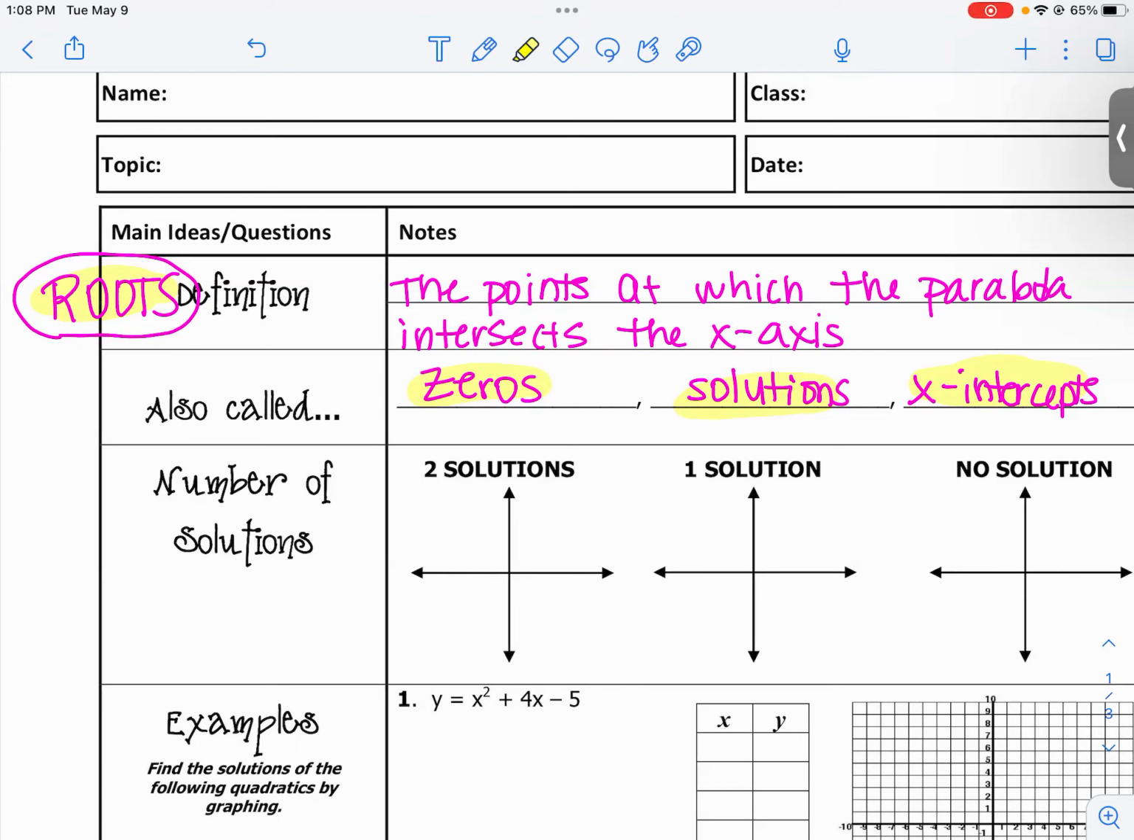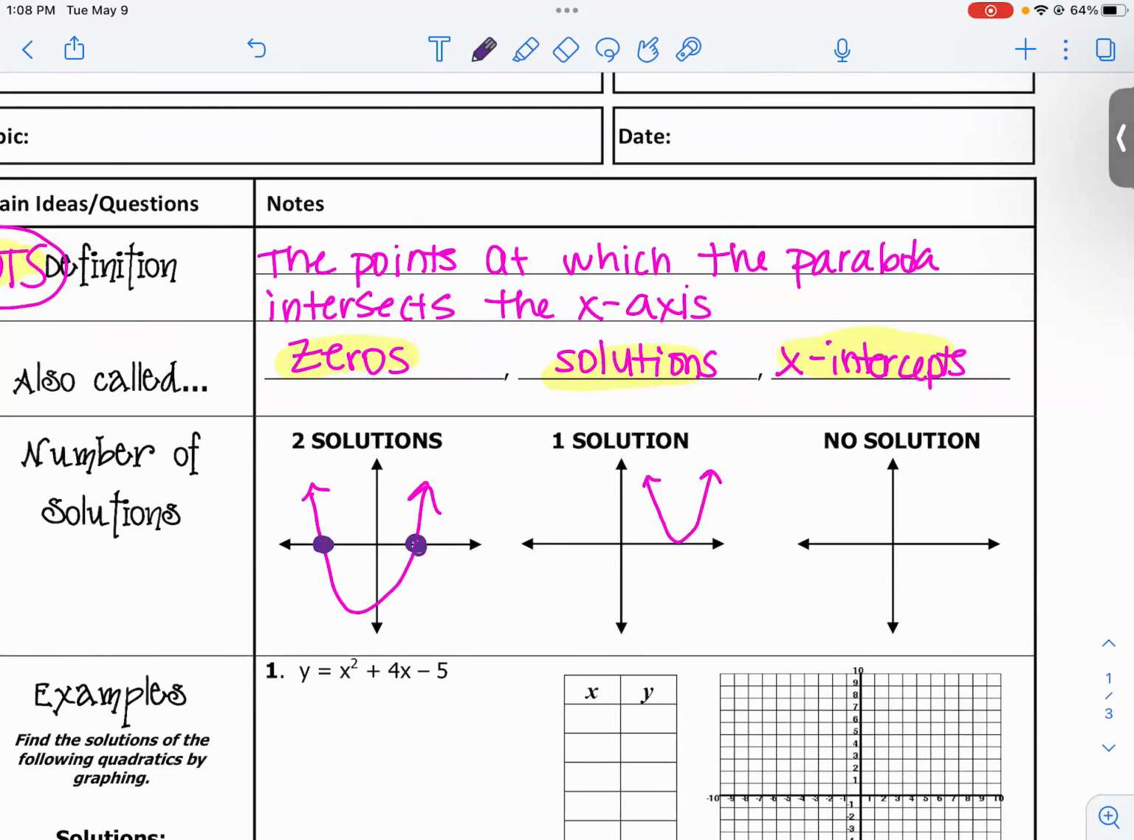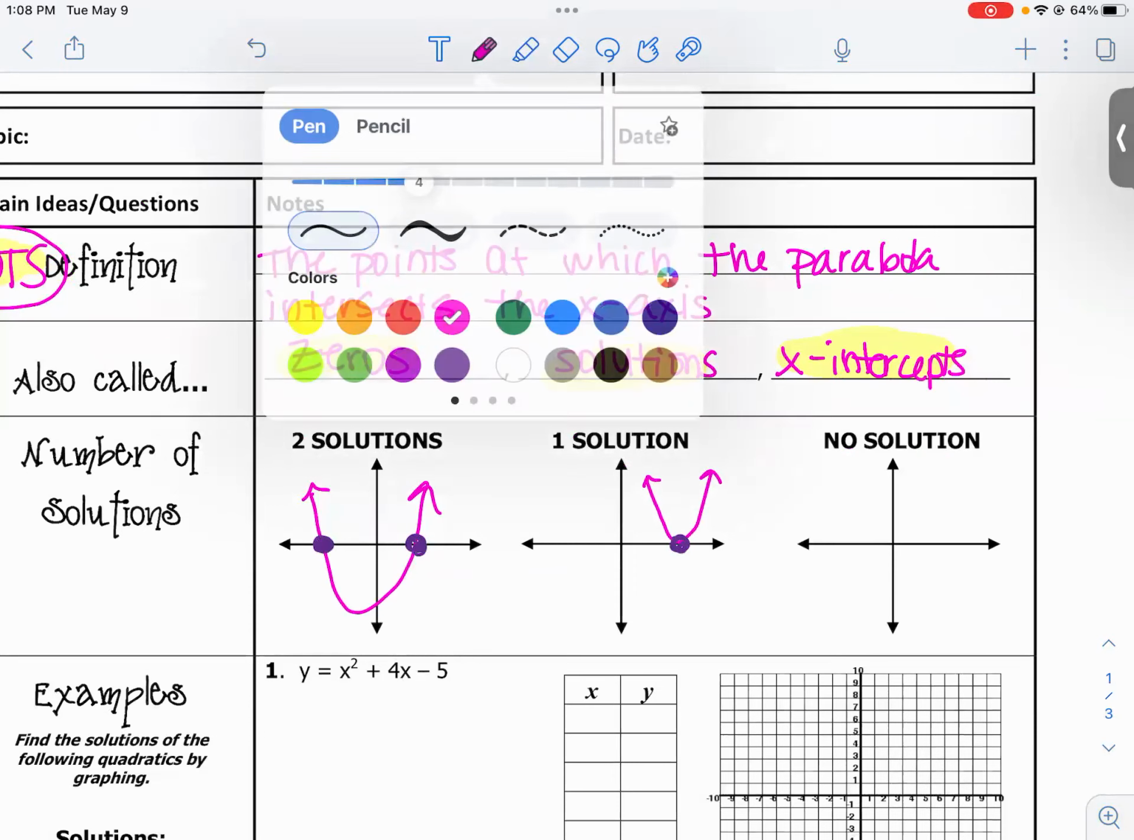If we have 2 solutions, which of these graphs is the one with 2 solutions? This one. We have a parabola that crosses the x-axis twice. Which one is the one with 1 solution? This one. Graph number 4, where we touch the x-axis just once. So here, I have 2 solutions. Here, I have 1 solution.